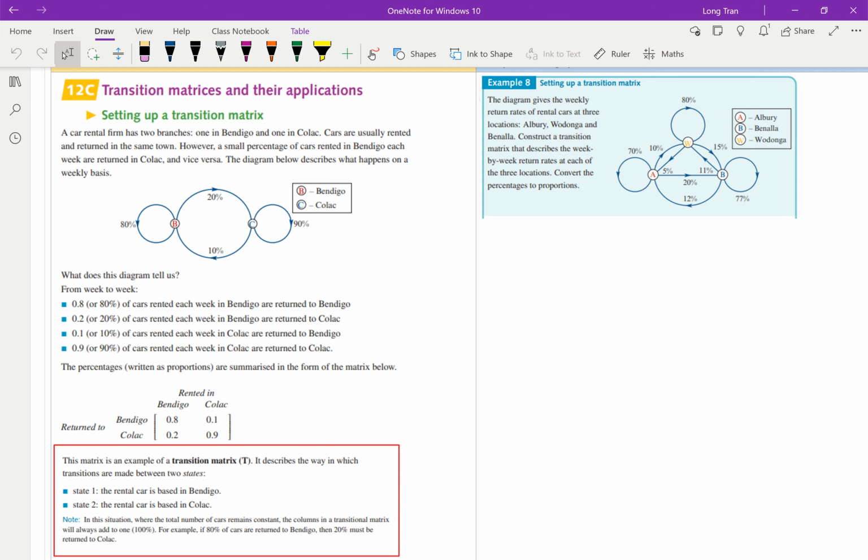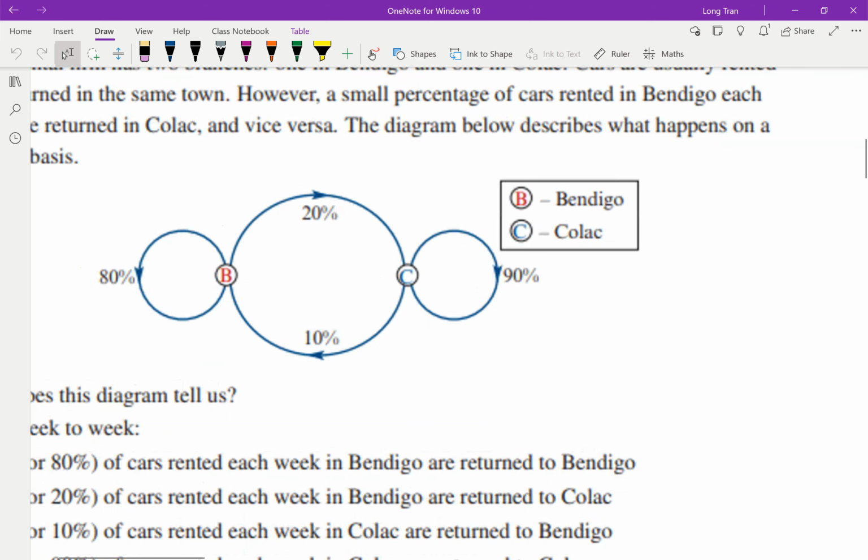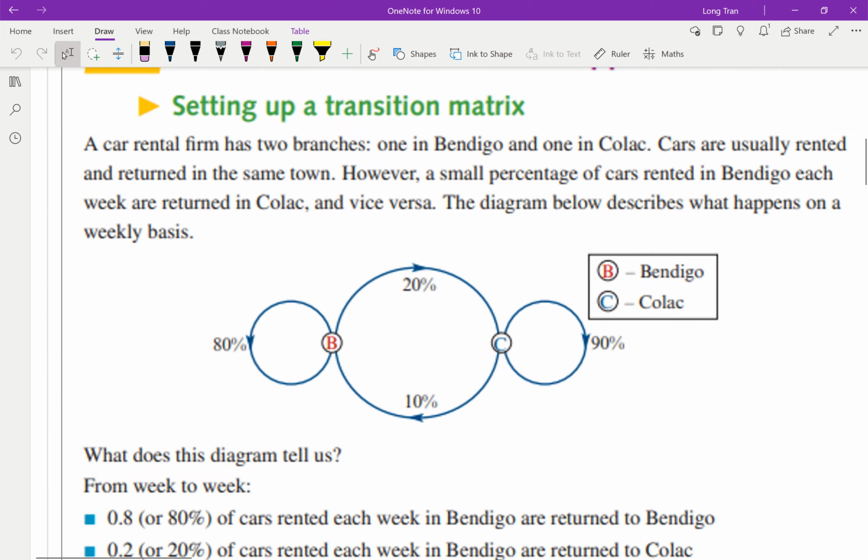So here, let's have a look at what we have. They've got this diagram that you're first going to try to interpret. What is this diagram talking about? We call it in terms of states, meaning 2 particular options. In this scenario, you've got Bendigo and Colac, where there are car rental firms. Basically, you can rent a car from Bendigo or you can rent a car from Colac.